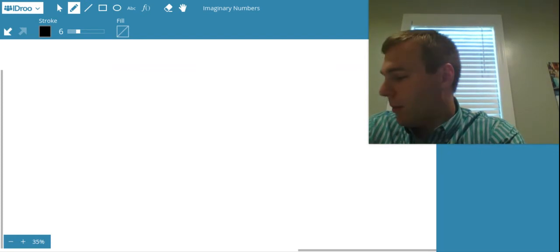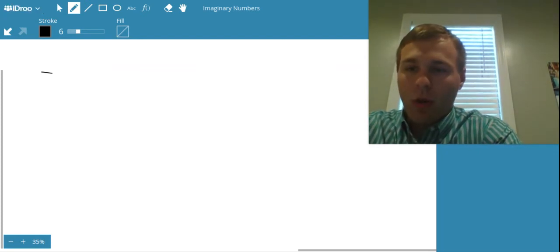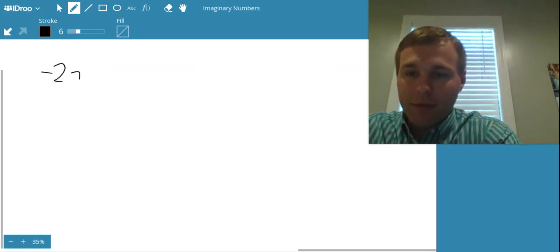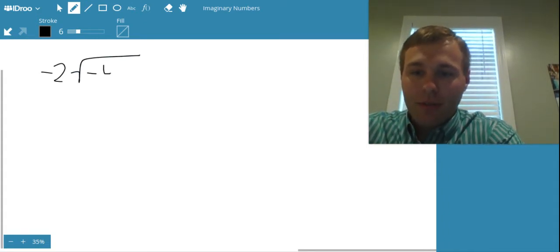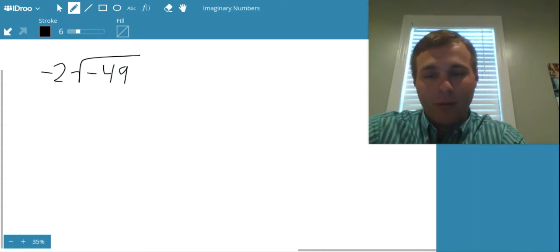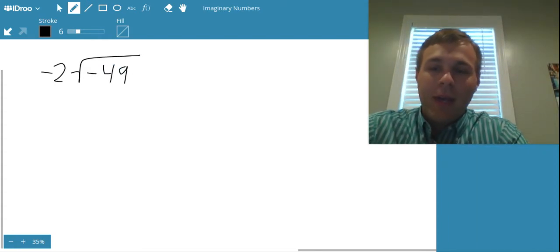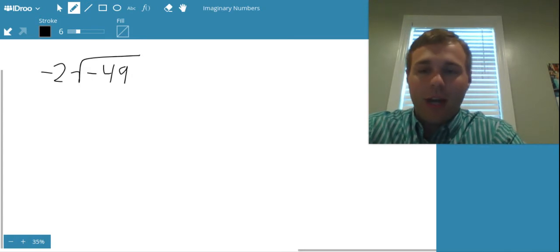We'll throw one out here, maybe a little more challenging, but not too challenging. We'll say negative 2 times the square root of negative 49. So I have a number in front of the radical, and then we have the square root of negative 49. So how do we solve this?